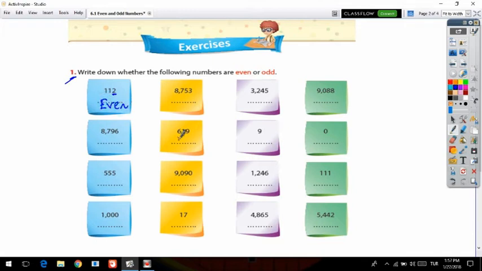Okay, what about 619? You look at just the last digit, that is 9. Is 9 between the odd numbers, which are 1, 3, 5, 7, 9? Yes. Because of that, we write odd. That's it. All the questions you look at like that, then you can write even or odd.